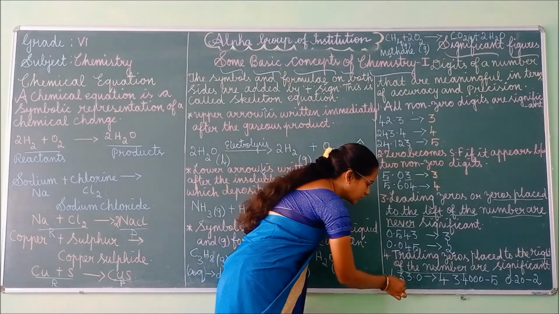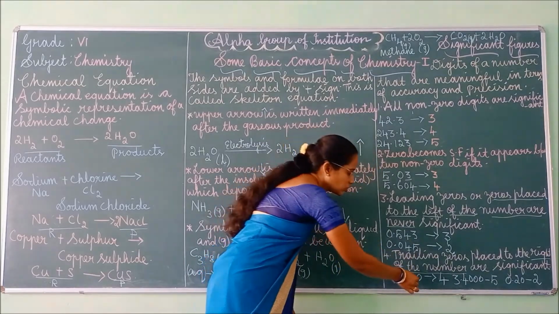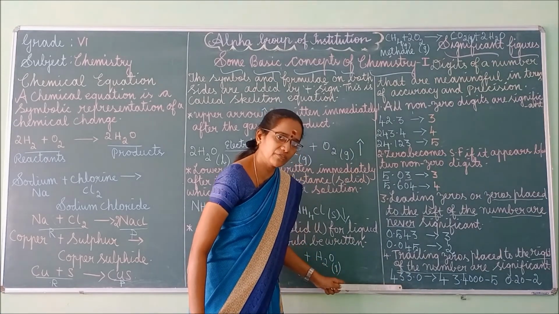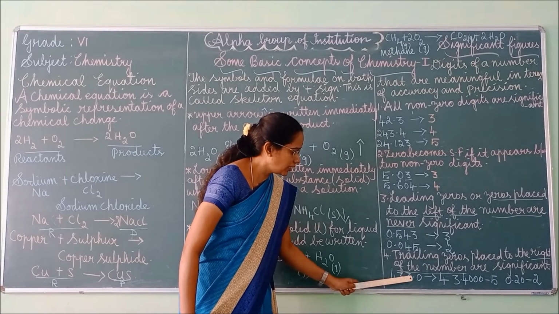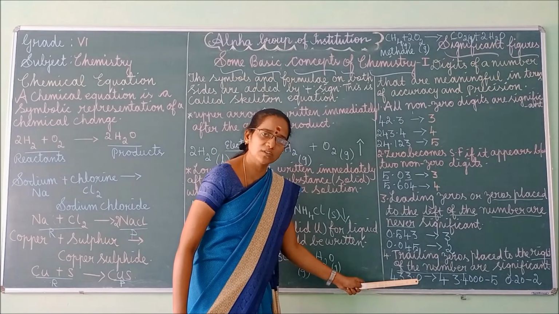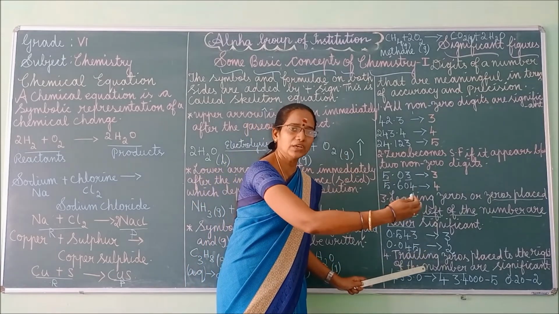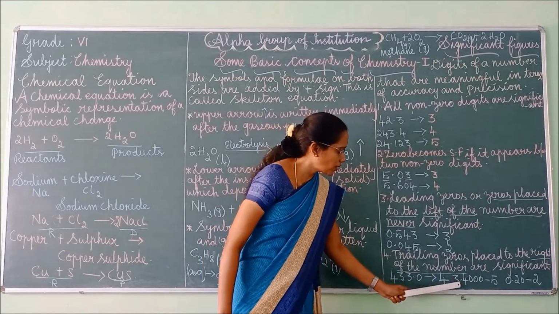So this 433.0, this 0 is placed right to this number. So this one is a significant figure only. So how many significant figures are there in 433.0? 1, 2, 3, 4. We have to count the 0 also because as per rule it is on the right side of the number, right? So 4 significant figures.